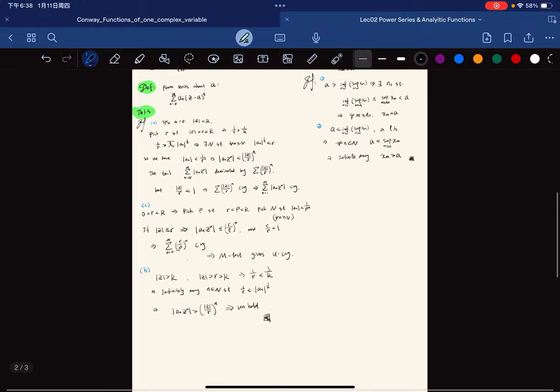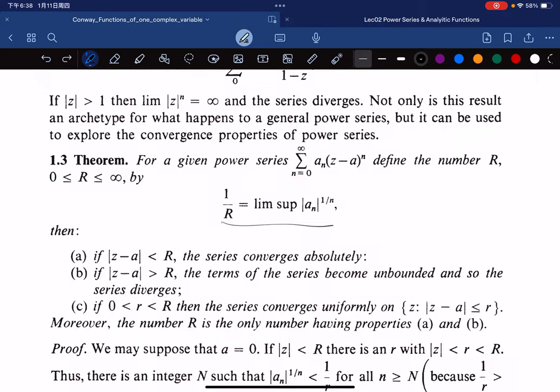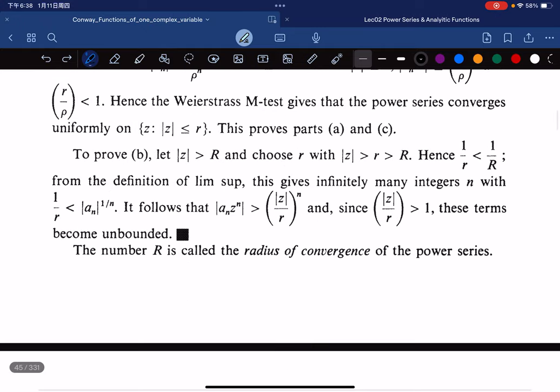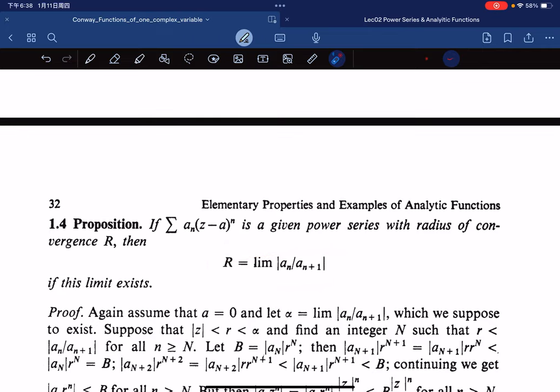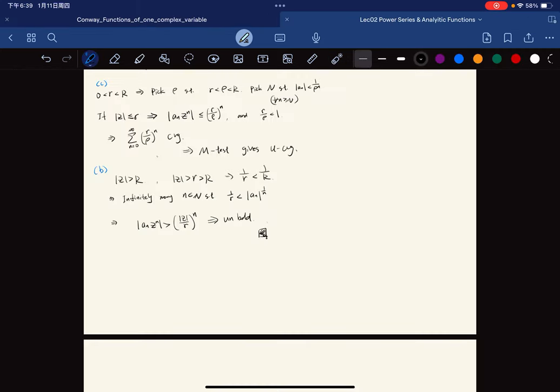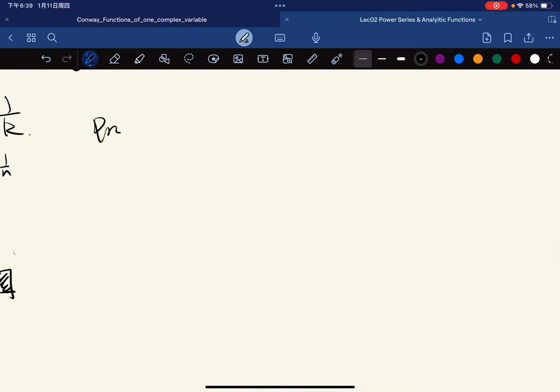Okay. All right, let's just move on to proposition 1.4. Remember, R is called the radius of convergence of the power series. So here we have a formula for the radius of convergence. We got a power series of radius of convergence R, then we have a formula. If this limit exists, we have this. Okay, now, what is it? It's 1.4, right? Proposition 1.4.